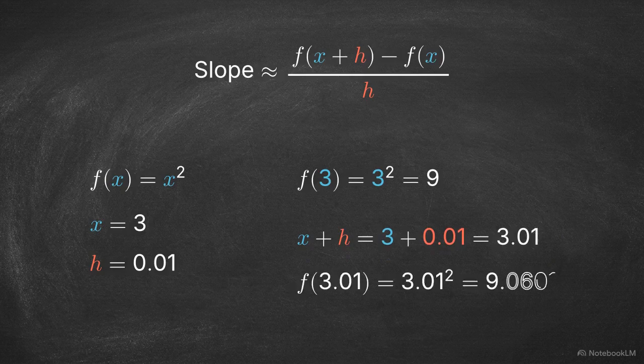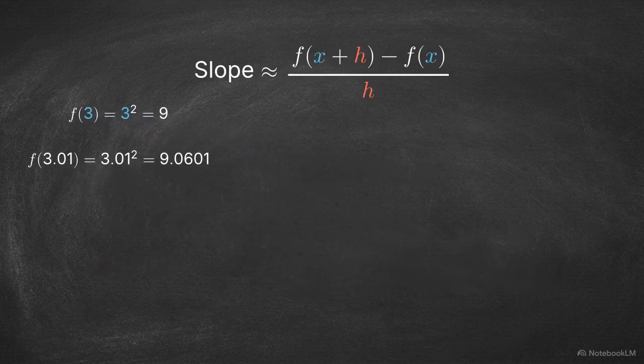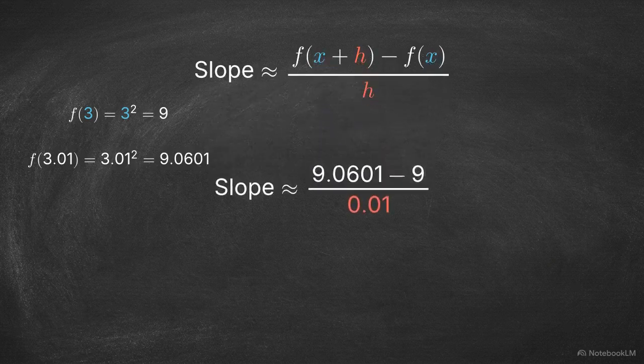Next, we add our tiny 0.01 step to x, bringing our input to 3.01. If we plug that nudged value into our equation, 3.01 squared equals 9.0601. We have our two outputs. Now we just plug them back into our original formula.